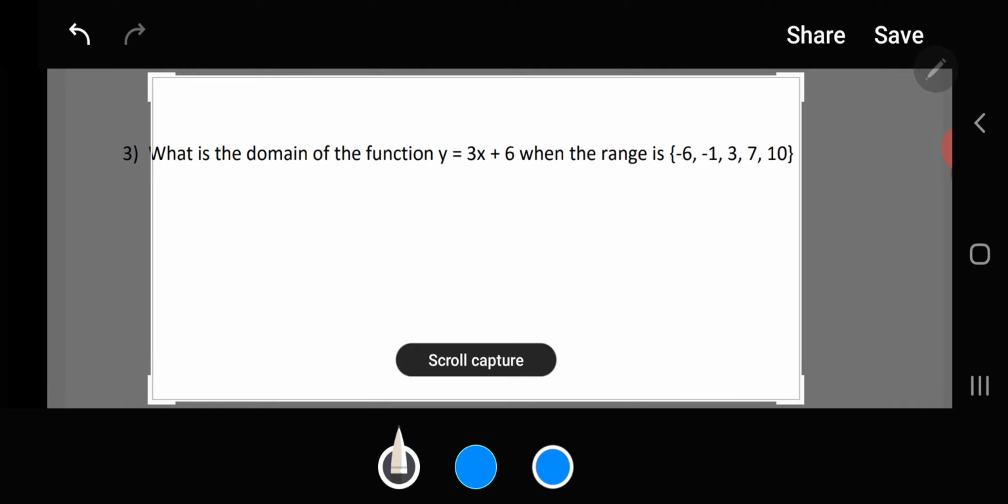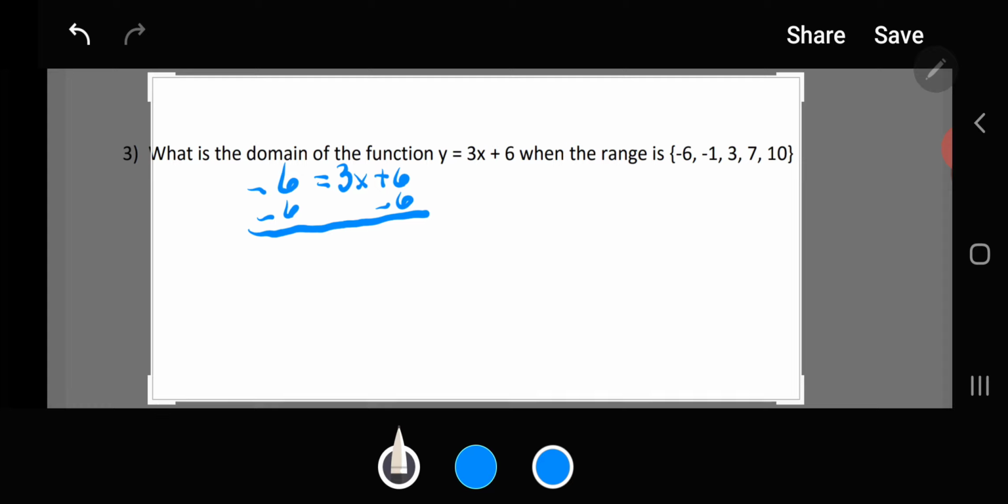Many of my students will take that negative 6, for example, and plug it in for y. So negative 6 equals 3x plus 6, and then they solve for x. They subtract 6 from both sides. Remember, the opposite of adding 6 is subtracting 6. That kills that 6, and negative 6 minus 6 is negative 12 equals 3x. Now we got to get rid of 3, and the opposite of multiplication is division. Negative 12 divided by 3 is negative 4. So there's one of my domain members.